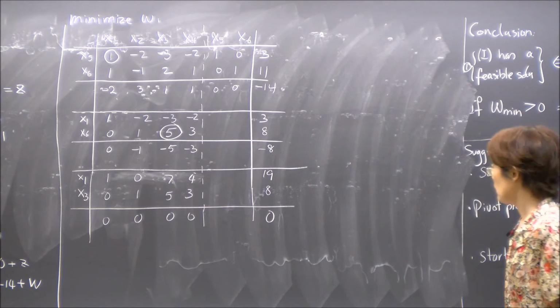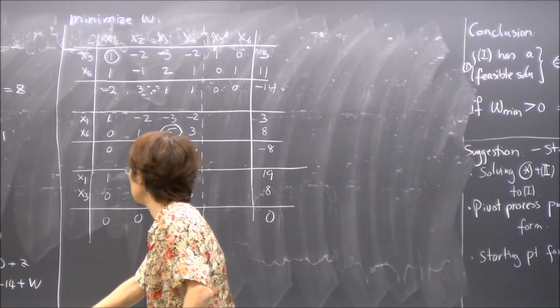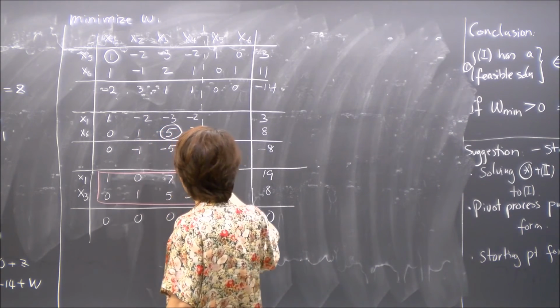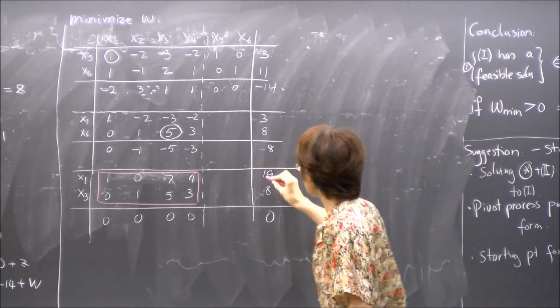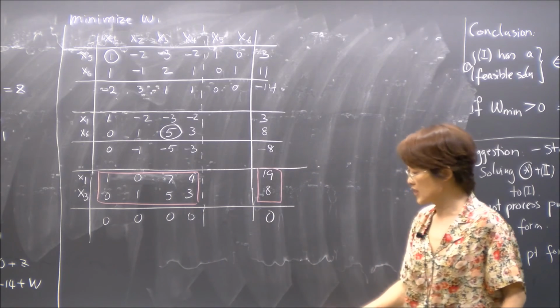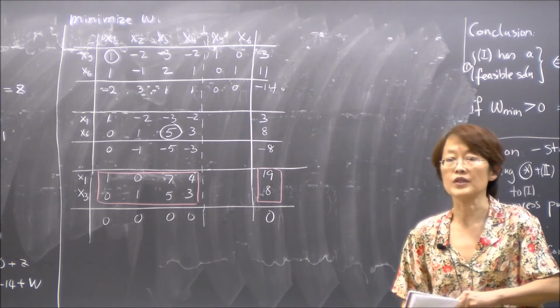Okay, so what does it mean? This means now I rewrote the constraint in canonical form using x1 and x3 as basic variable, and I have a feasible basic solution. Question?